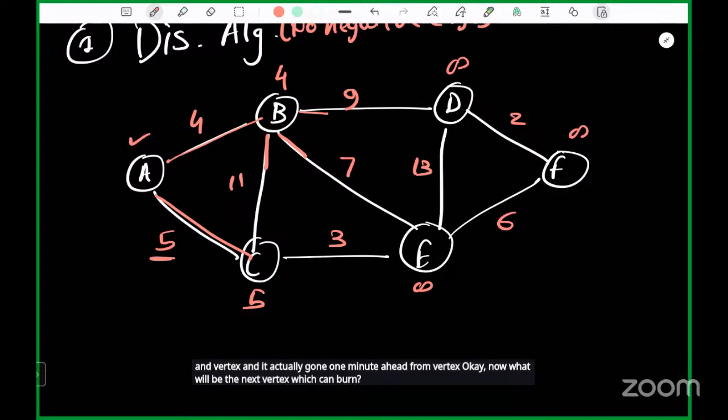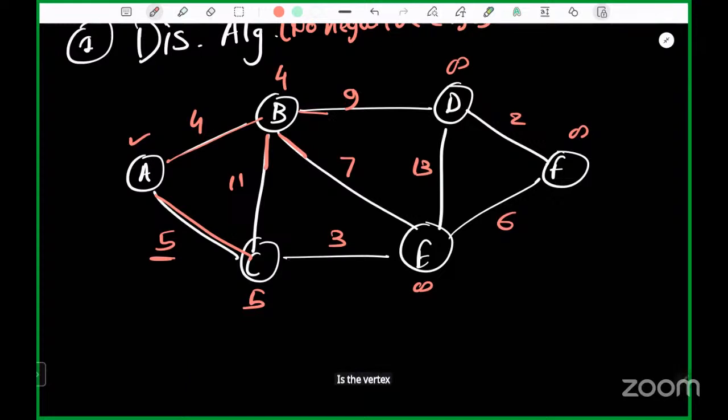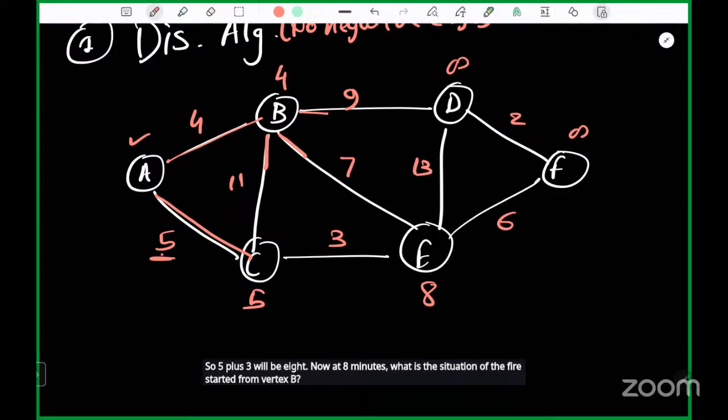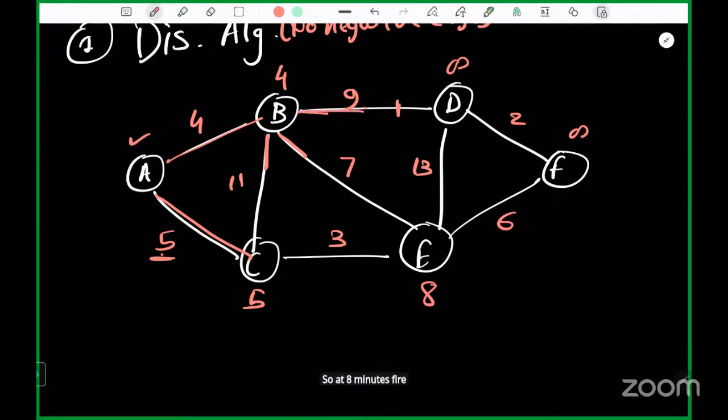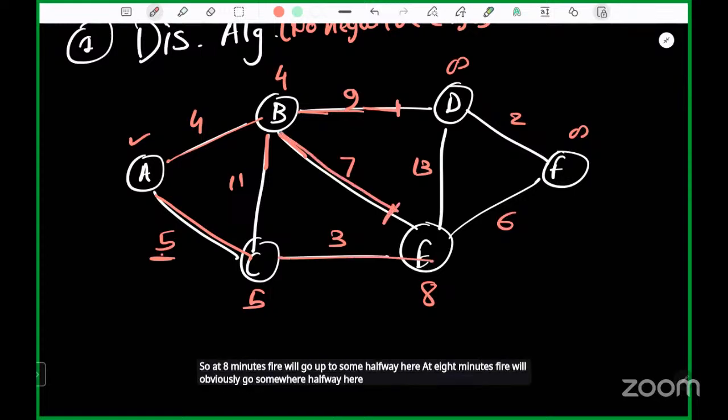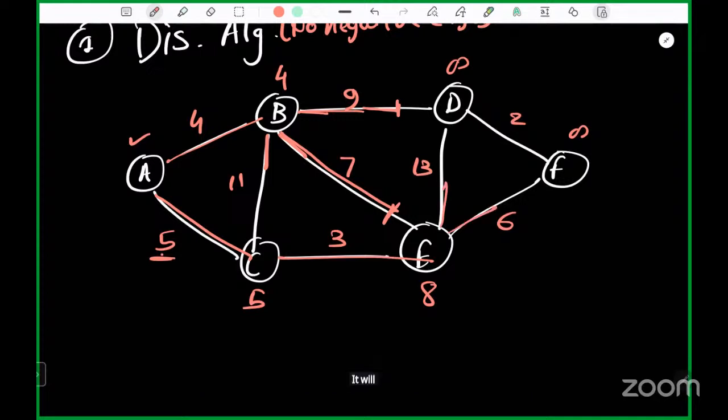E, because the fire can reach vertex E at the time 8, right? Because 5 minutes plus 3 to reach from C, so 5 plus 3 will be 8. Now at 8 minutes, what is the situation of the fire started from vertex B? At 8 minutes, fire will obviously go somewhere halfway here, but it has already reached E. Now it will start expanding over these directions too.